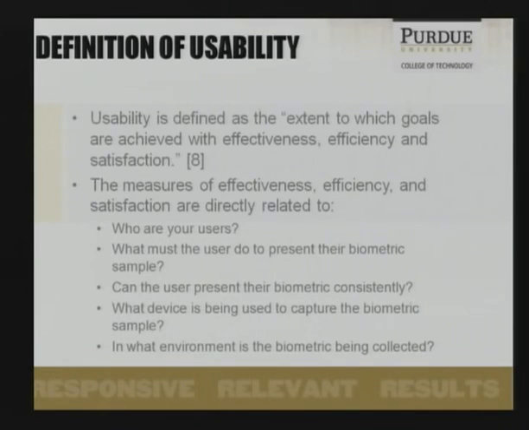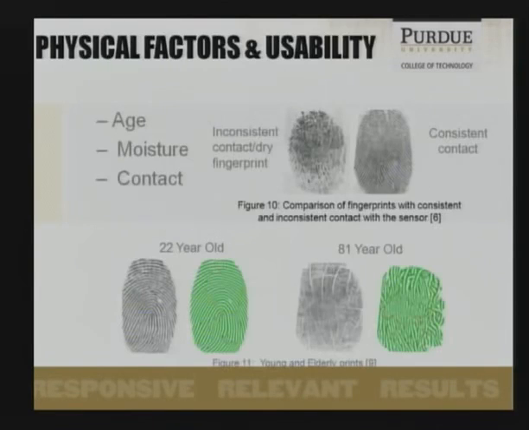All right. What do they need to do to present the biometrics successfully to the system? Can they do it consistently? What device is being used? Does that device change? And in what environment are we looking at? Just to give you some examples here, there's some inconsistent and dry fingerprint, good consistency, young and old.